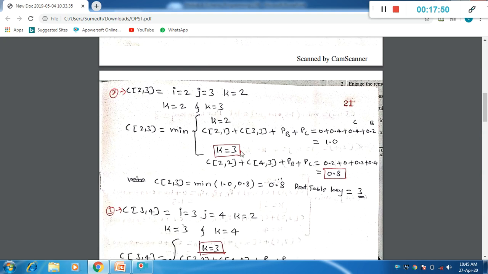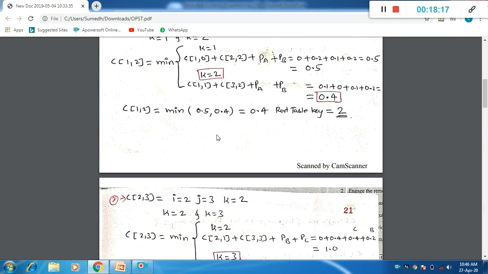Similarly, when k value is equal to 3, you have to apply this formula with the k value equal to 3, and you will get the value as c of 2 by 2 is equal to c of 4 by 3 plus pb plus pc. Probability of B plus probability of C is equal to 0.2 plus 0 plus 0.2 plus 0.4 is 0.8. Then when you compare 1.0 with 0.8, 0.8 is the minimum value. Then to the position C of 2 by 3, enter value as 0.8 in this given table.